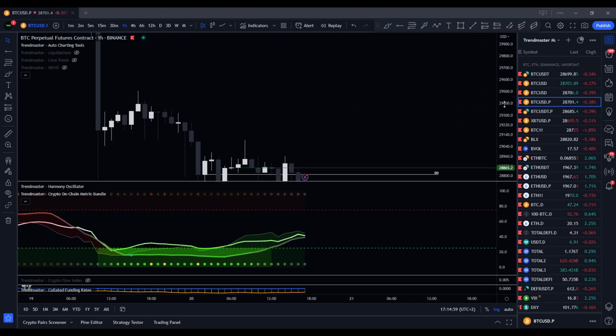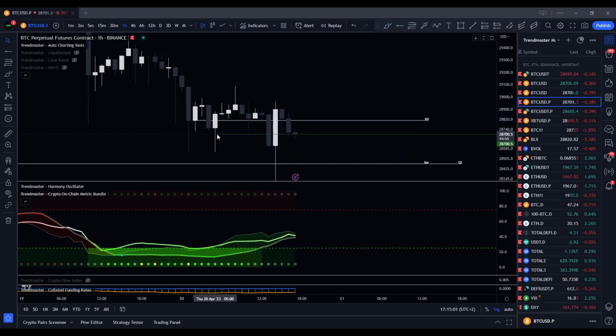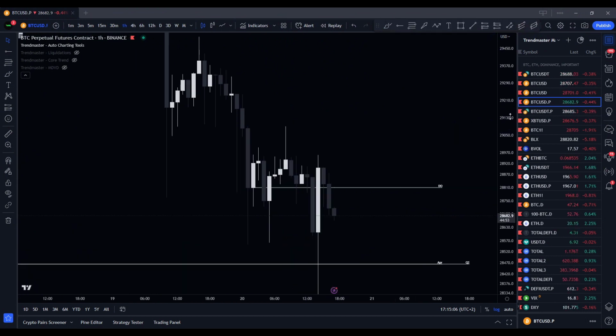It works for forex. It works for stocks. It works for everything. There's no change. The only reason I look at crypto is because it's easier to trade than all of those things combined.